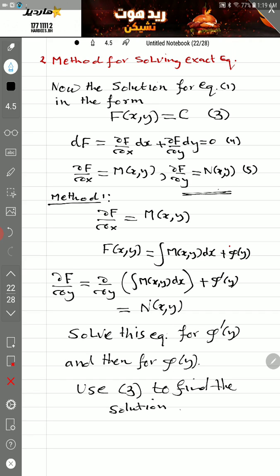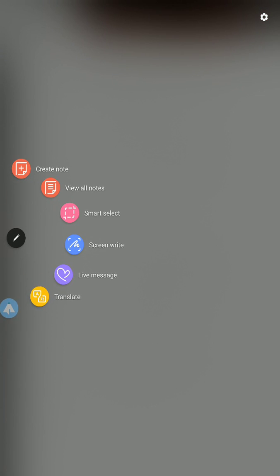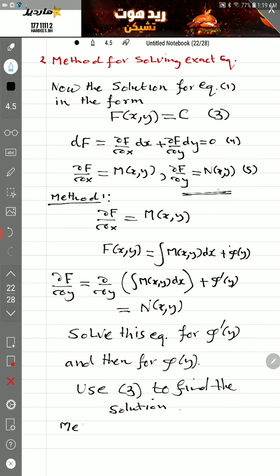This is method 1. Method 2, I will leave as an exercise. You will use the other condition, df by dy equal to n of xy. I will do it in the exercise by two methods. You can integrate again the same way as we did in method 1. So I will leave it as an exercise.